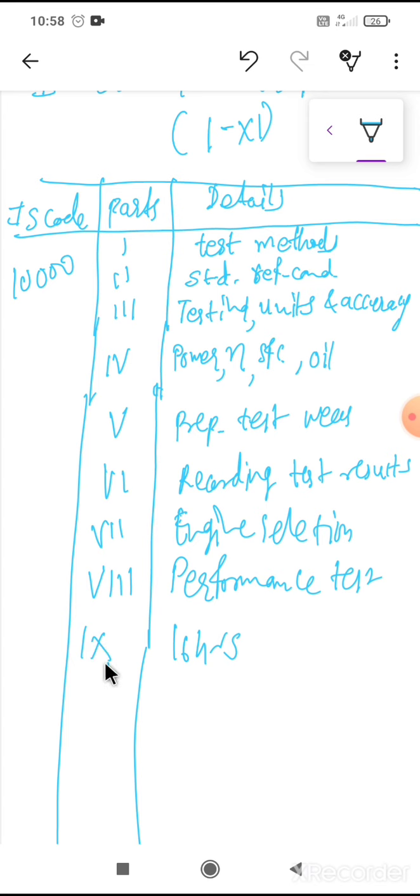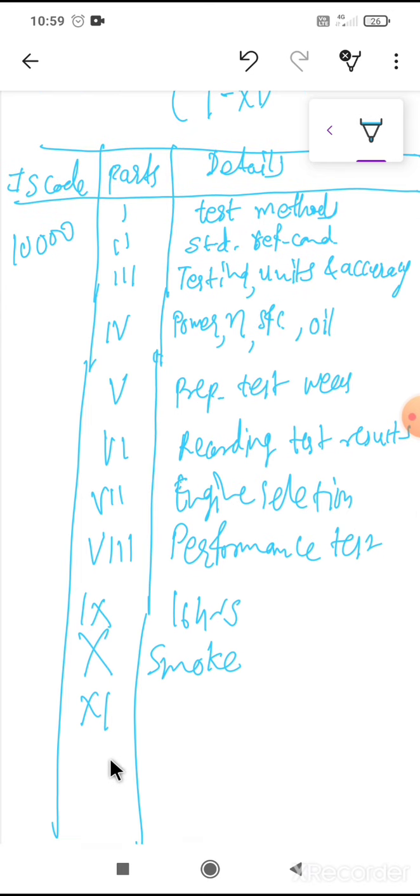Then the 10th part is the test for smoke levels. It is at the exit, the smoke which is coming out of the engine, so that is tested. Then the 11th is information supplied by the manufacturer, the test certificates, that is, what certificates are provided by the manufacturer. So these 12 parts come under ISO 10000.